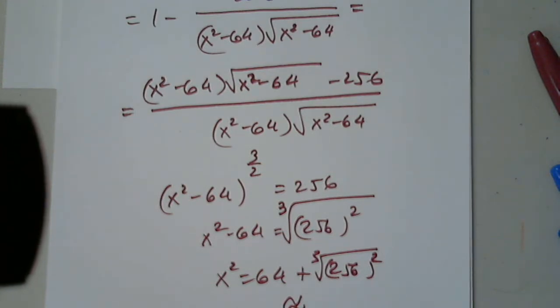So I'm going to share my screen and then punch it in. So what am I punching in? I'm punching in 64 and then plus 256 to power 2/3. Okay. And I also need the square root of that.